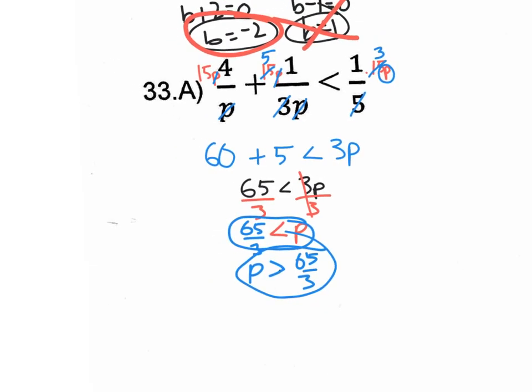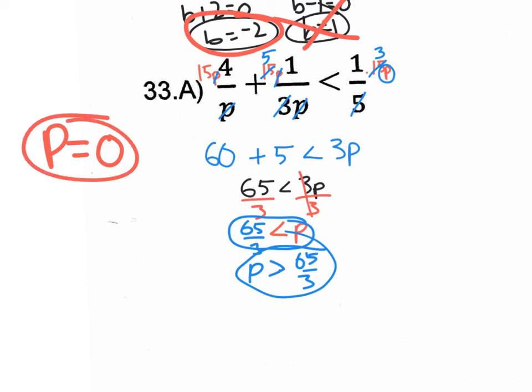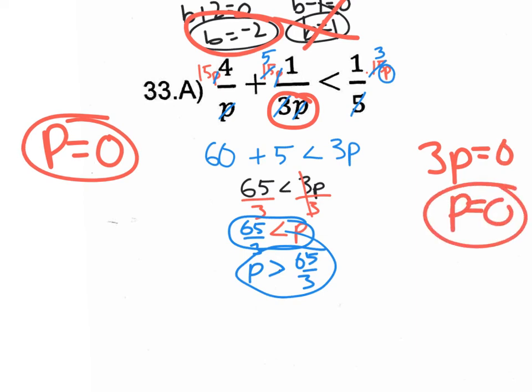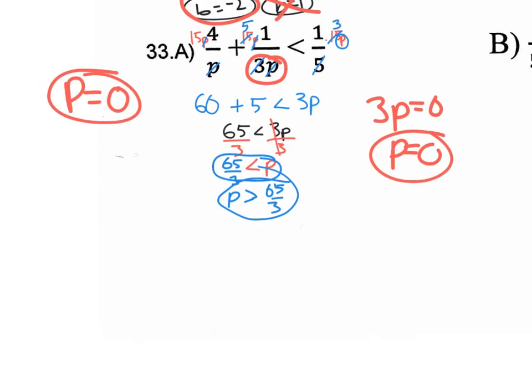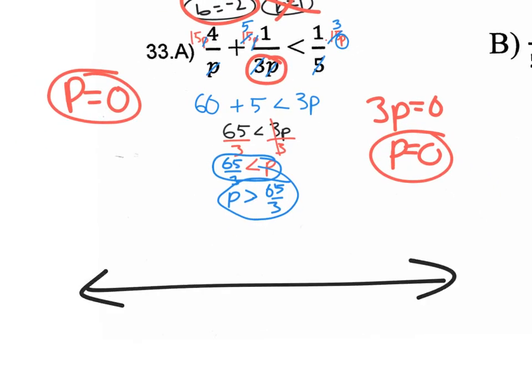In addition to that answer, you need to go back and set your denominators equal to 0, because that would mess it up. Okay, so if I go back to this denominator p and set it equal to 0, the p value of 0 would mess it up. And even 3p, if I set that equal to 0 and solve it, p still equals 0, and that would mess it up. So what we need to do for this final step here is to make a number line, put your 0 value, put your 65 over 3, which is 21 point something, and test your values.